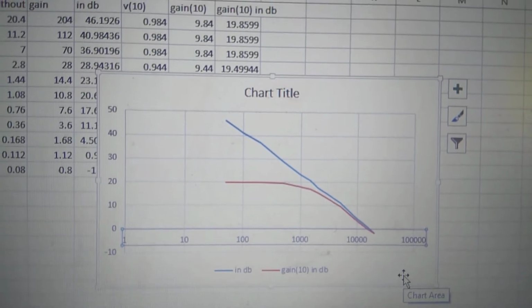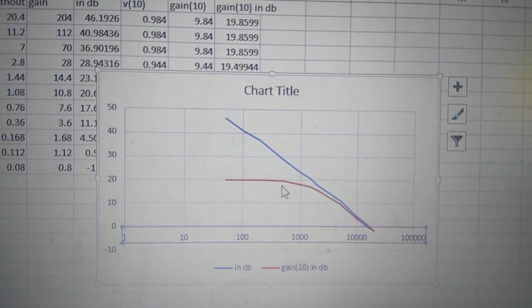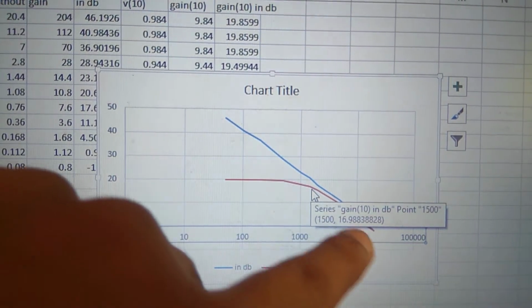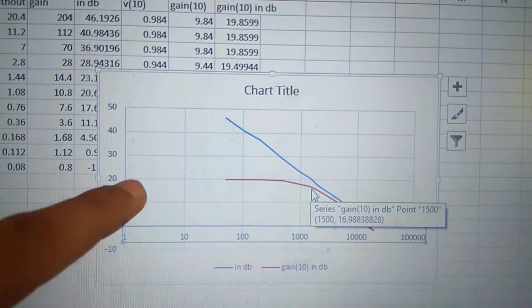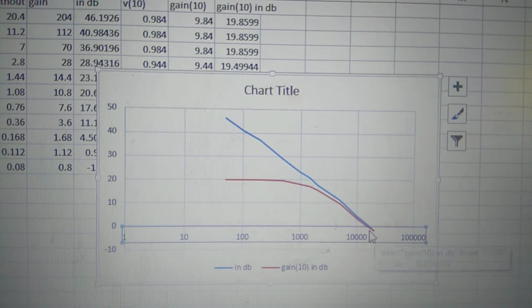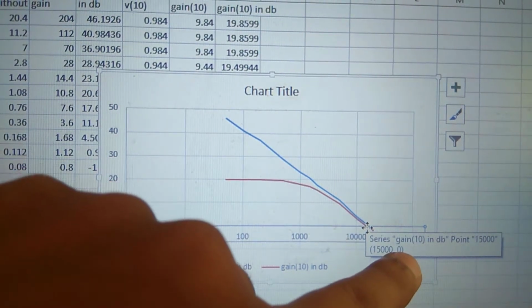Now what we are seeing is that we are getting a constant gain till some point, which means we need to search for that point where we are going to get constant gain. We are searching for the 3 dB point. See, around 1500 Hz we are going to get 3 dB, meaning 20 minus 3, it is around 17 dB. And now where we are going to see the cutting, this red line is cutting again around 15,000 Hz, where our gain is 0 dB.